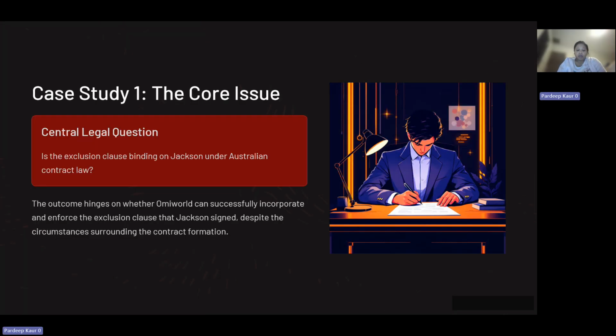The central issue in the first case study is very simple. Can Omniword rely on the exclusion clause in the document Jackson signed to avoid liability for his injury? The outcome depends on whether that clause was validly incorporated into the contract.